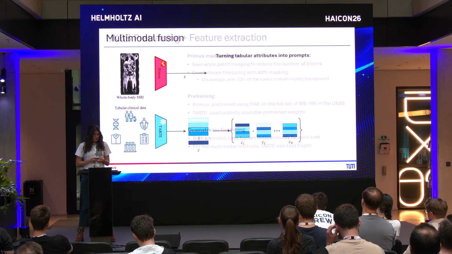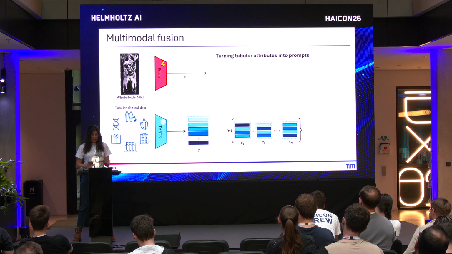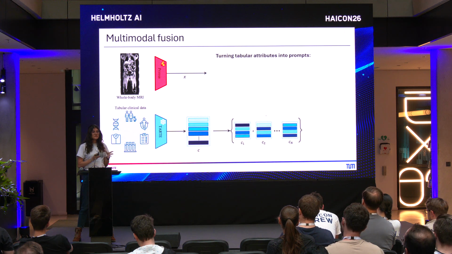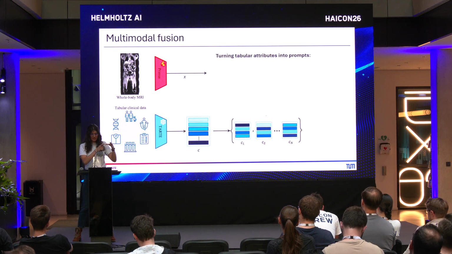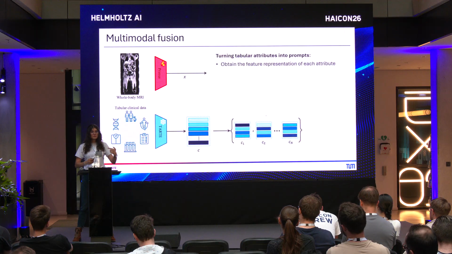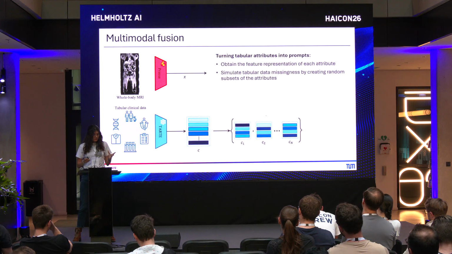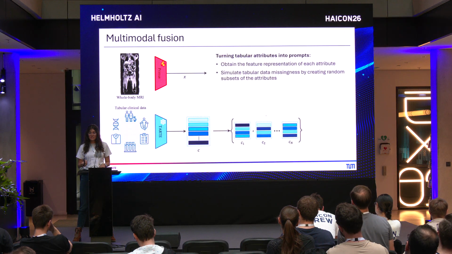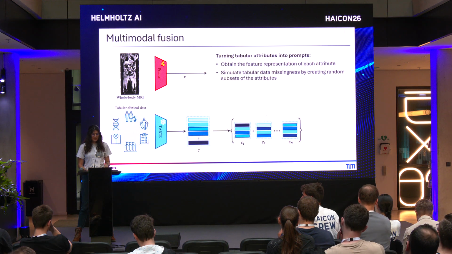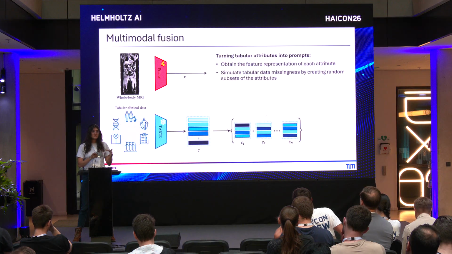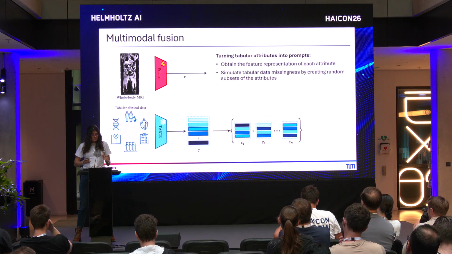This is mainly for optimization stability. So the way we fuse them is actually quite simple, because we decided to take this not as multimodal data, but more like turning our tabular attributes into prompts. So we extract the feature representation of each attribute independently, and then we simulate data missingness by creating random subsets of attributes. As I said at the beginning, we never know what type of data we will obtain from each patient. It's very likely that it will be incomplete, but we want our model to be robust to this missingness.